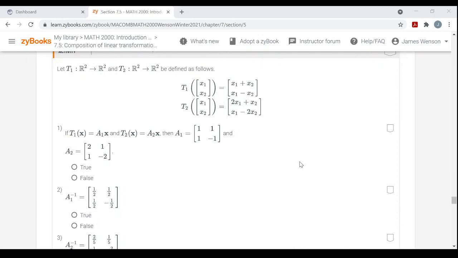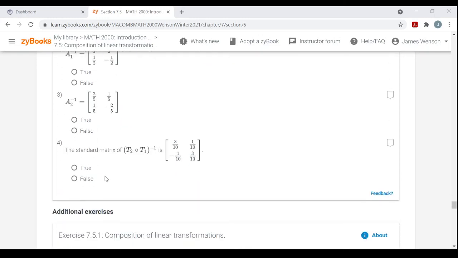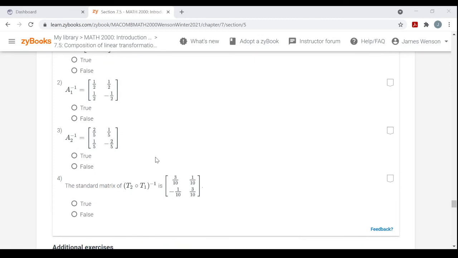And then you're asked to do the same. Find what's A2, the standard matrix for T2. What's A1 inverse, so the standard matrix for T1 inverse. Standard matrix for T2 inverse. And then what would be the standard matrix for T2 composed with T1 inverse? That would just be A1 inverse times A2 inverse, if you know what they are. So I'll leave this to you.